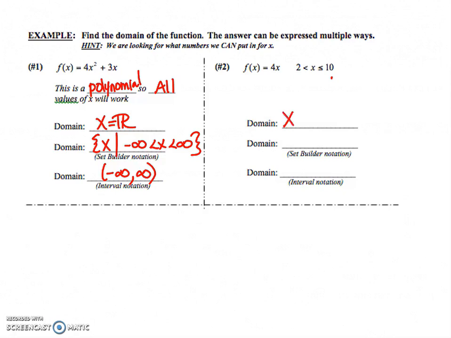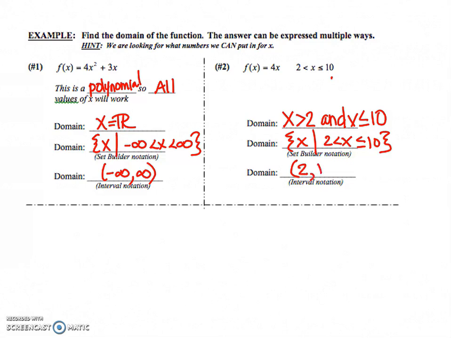So our domain here is x is greater than 2 and x is less than or equal to 10. In set builder notation, that's pretty much going to look just like how it was given. X such that 2 is less than x, which is less than or equal to 10. And then our domain in interval notation would be a round bracket on the 2, comma, a closed bracket on the 10.